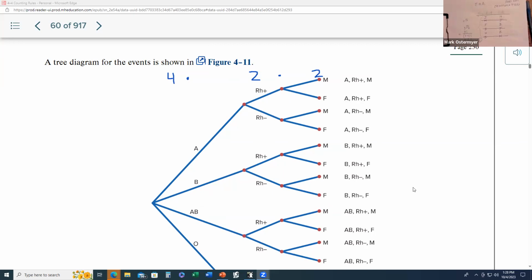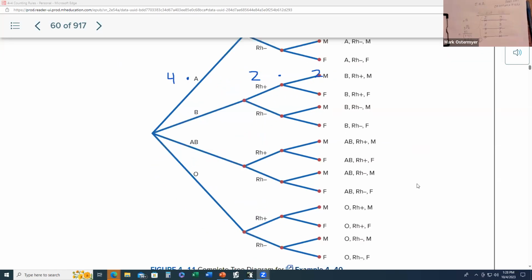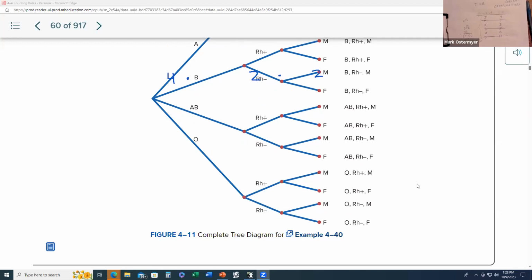In other words, what would be the probability of having a type O negative female blood donor? Well, how many ways can that occur? Only one way. 1 out of how many ways? 16. So that probability would be 1/16.